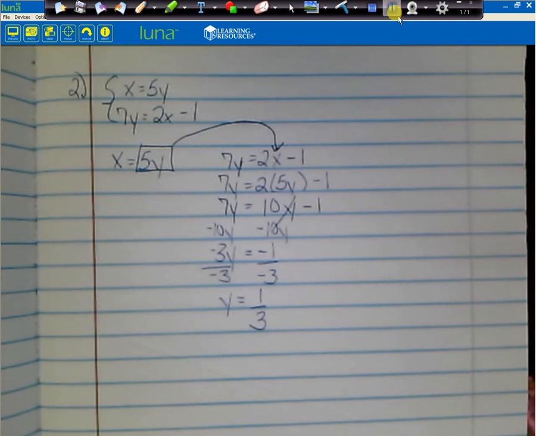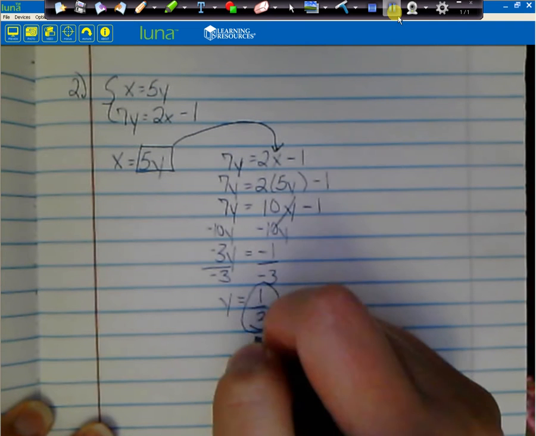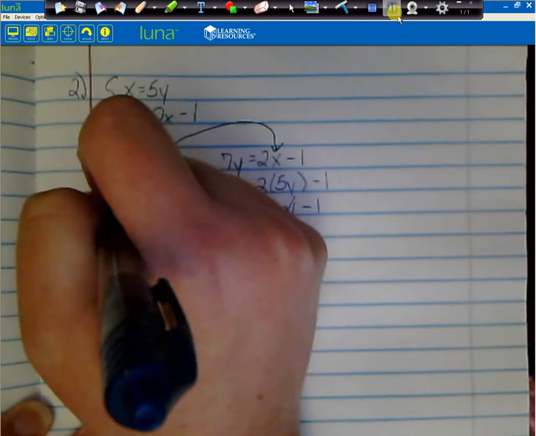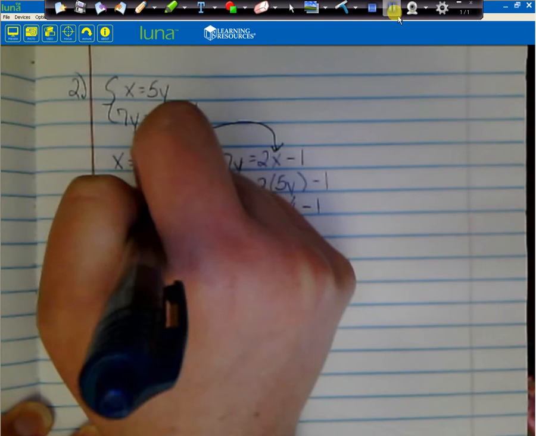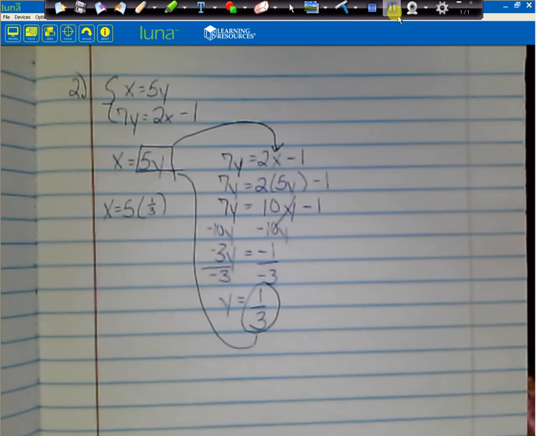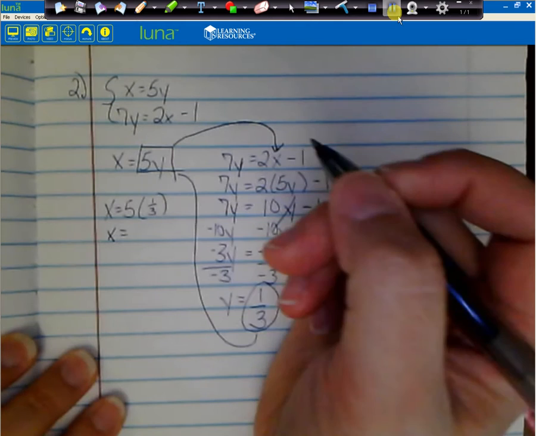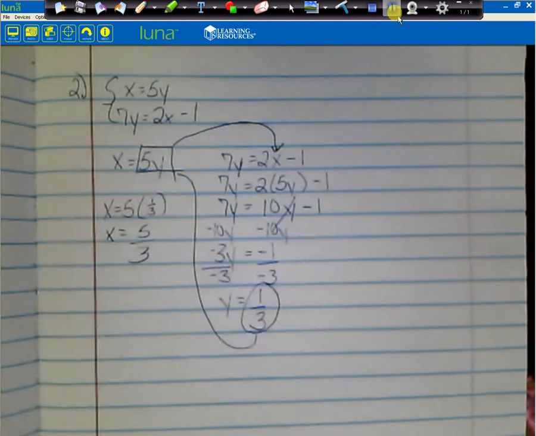Now I have to go back and find the x because I'm looking for the x and the y. So I'm going to take the 1/3 that I found that y is equal to, and I'm going to plug it back in up here for y. So I'm going to say x equals 5 times 1/3. And if you want to, we can plug that in the calculator, and we get 5 over 3. And again, we're just going to leave that as 5 over 3. So we found our x and we found our y.